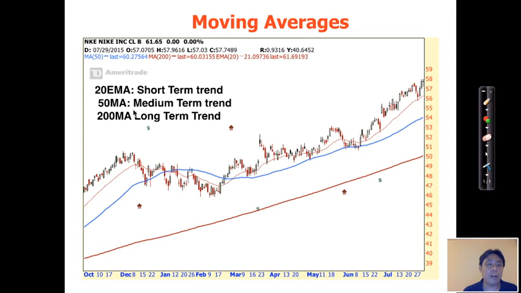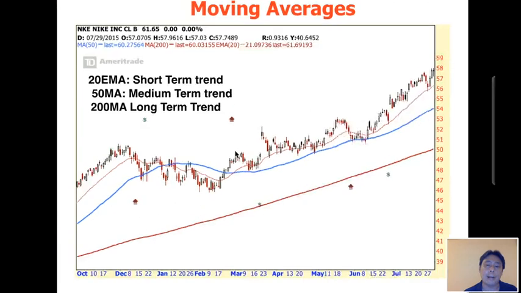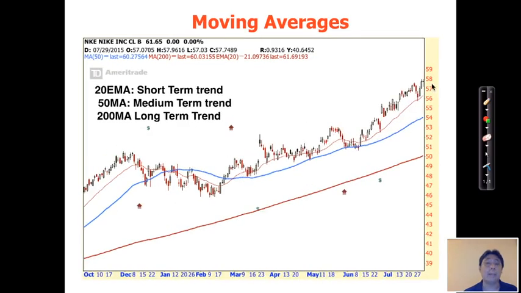Now the 50 moving average, the blue line, measures the medium-term trend. Over here you can see the price is above the blue line. That's a medium-term uptrend. Over here the price crosses below the blue line. That's a medium-term downtrend. Then the price goes above the blue line again, and the blue line slopes up. That's a medium-term uptrend. So if I'm more of a medium-term investor, I'll take reference to the blue line, and only when the price is above the blue line would I consider going long. If the price is below the blue line, I consider going short.